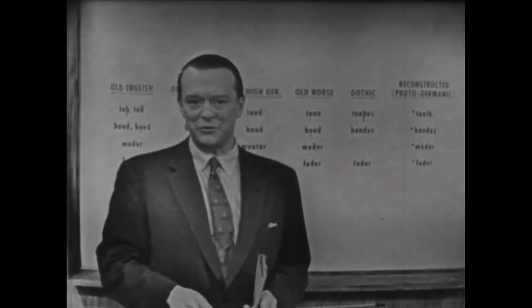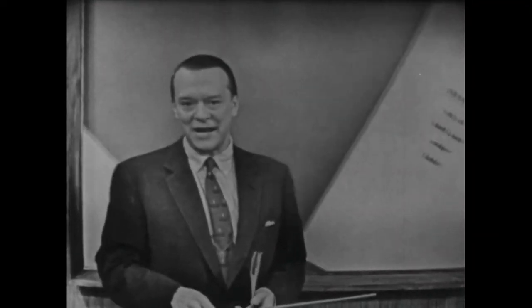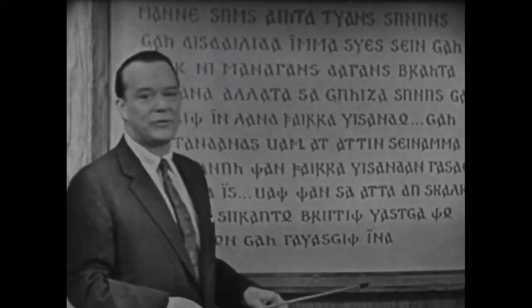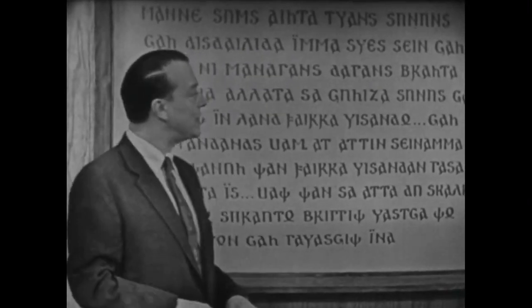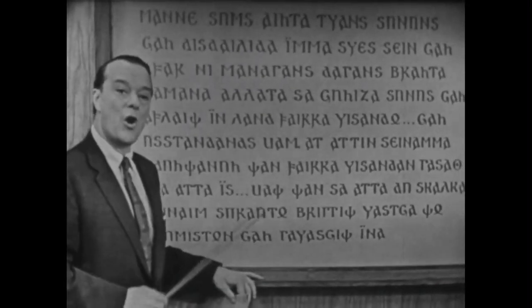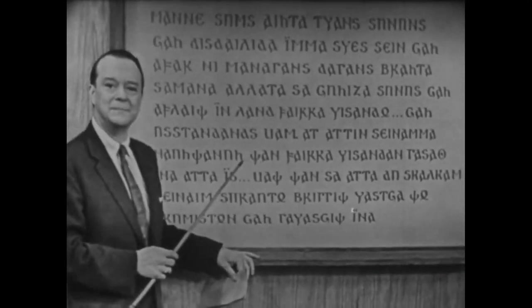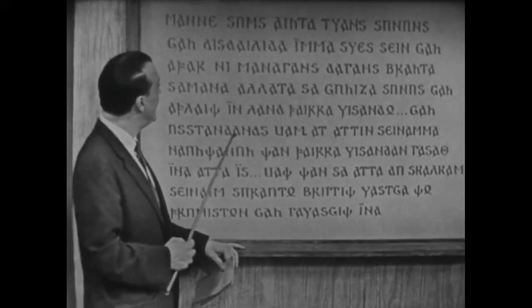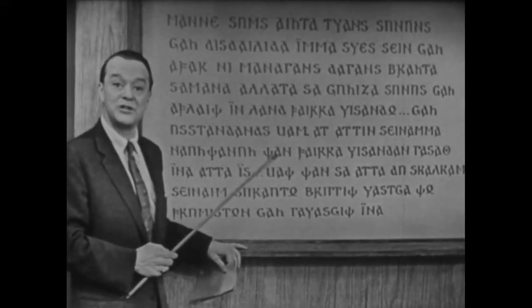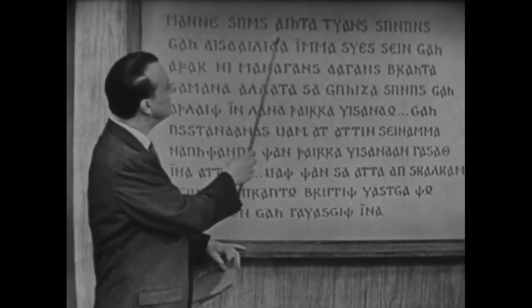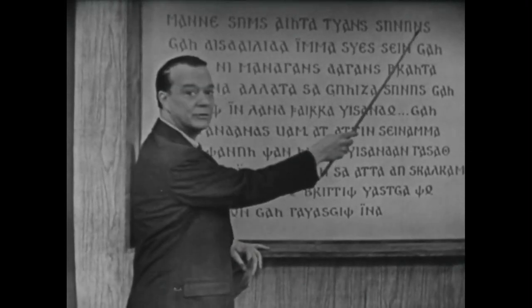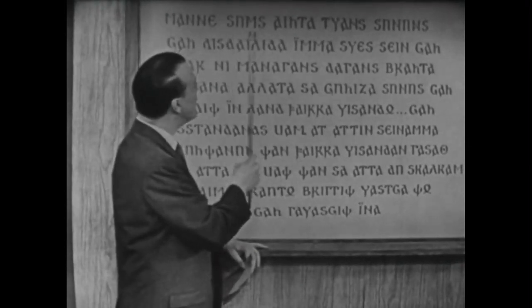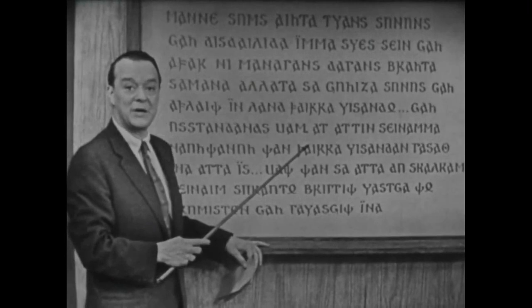Incidentally, I'd like to show you a page of the Gothic Bible. It's one of the most beautiful manuscripts in the world. It's called the Codex Argenteus. It's done on purple vellum with silver letters. And here is that part from the beginning of the parable of the prodigal son. Mane sums aita twan sunnuns, says the Gothic. A certain man had 2 sons. This is the way it starts.